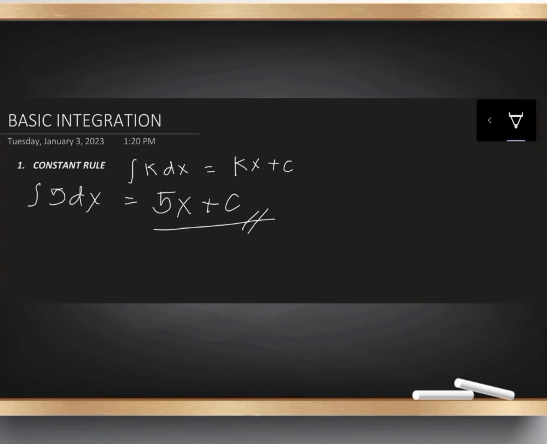Another example is the integral of 1050 dx. Again, the k in this problem is 1050, then x, because of kx, plus c. This is the answer.